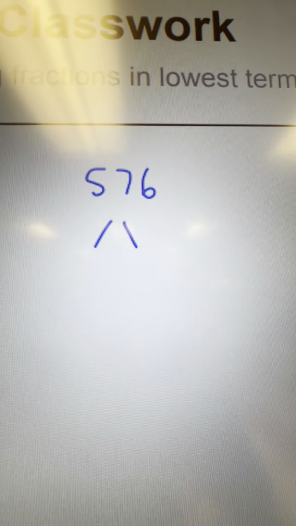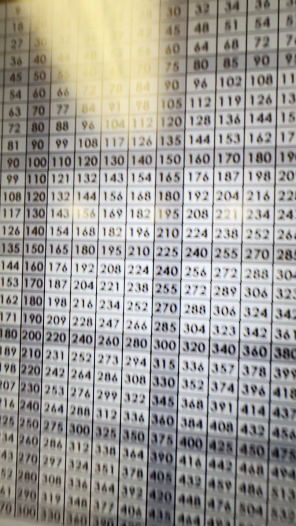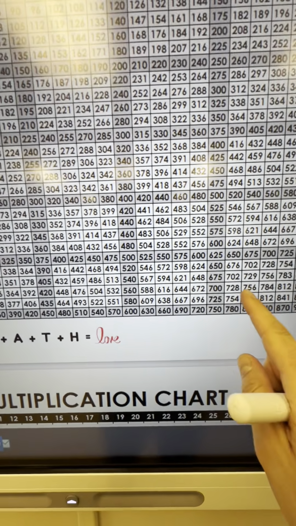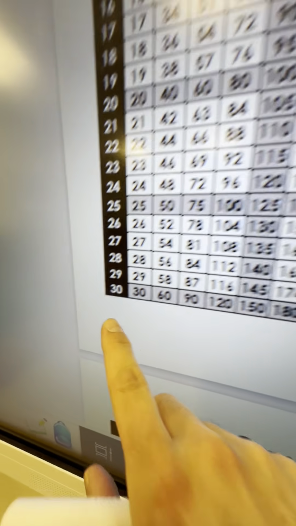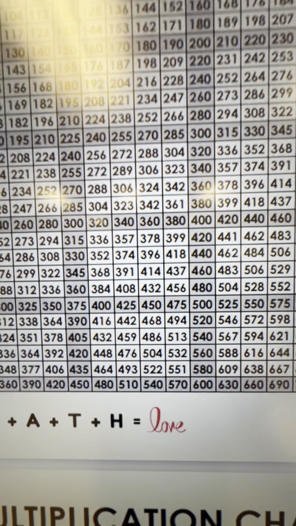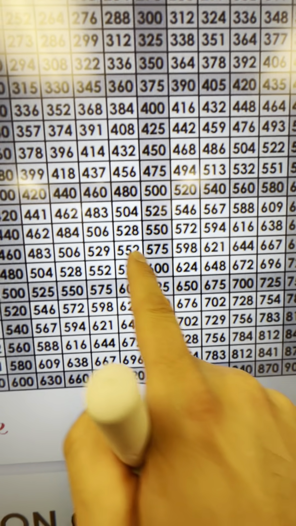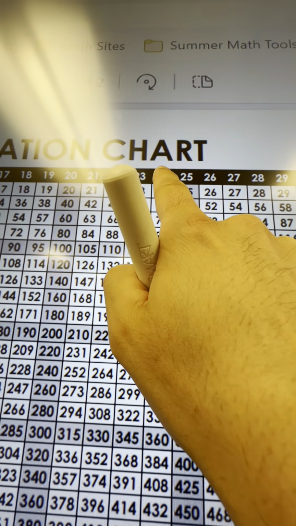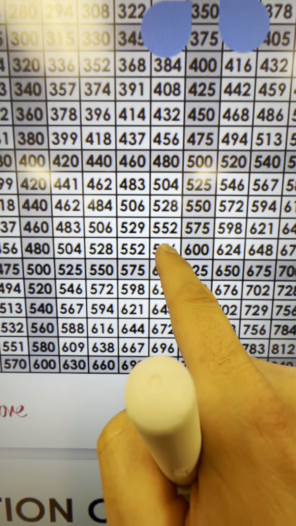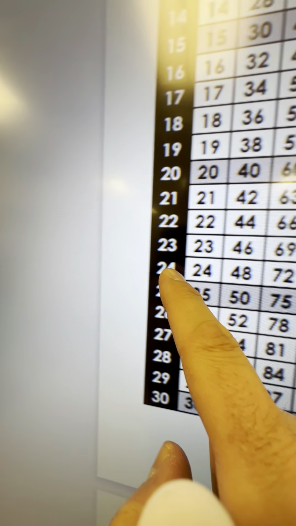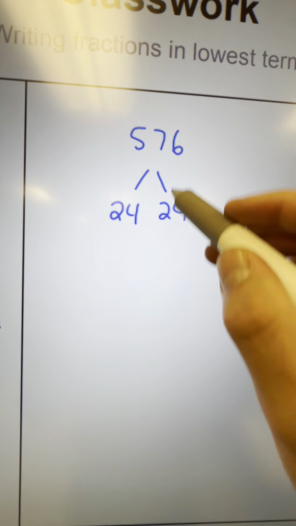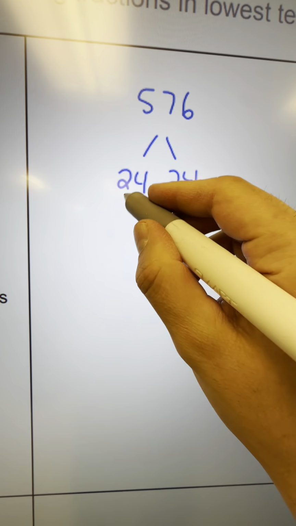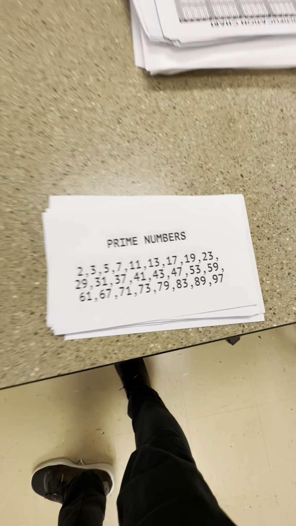So for 576, I'm going to refer to the multiplication table here. Look for 576, and this is a 30 by 30 table. If I just scan row by row, 576 is right here. So I can see that that would be 24, and going this way is 24. So again, 576 is 24 times 24. Now, 24 is not a prime number. It's not in that list.